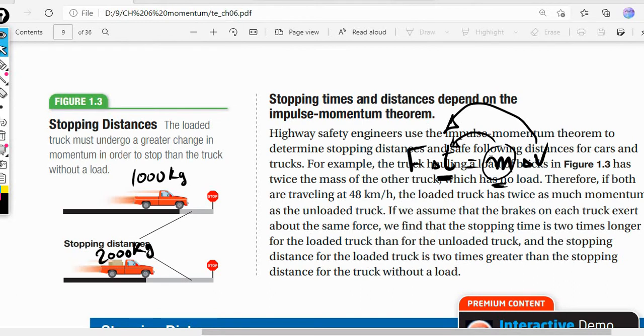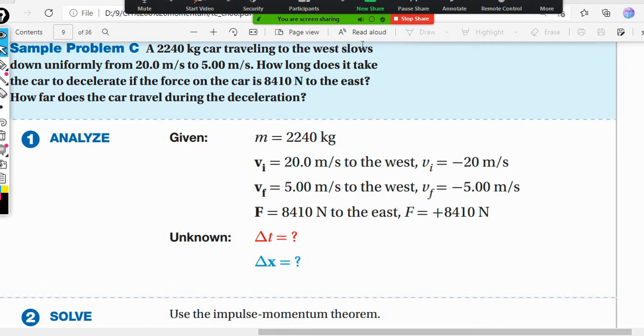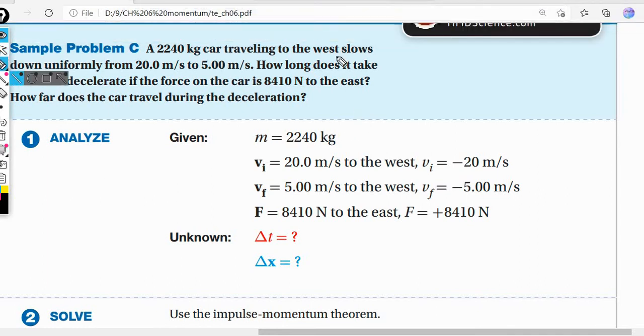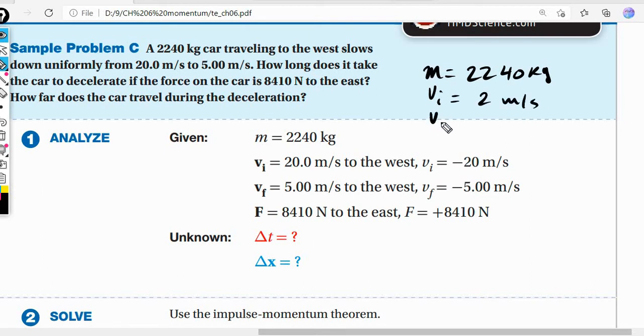So we see the relationship between velocity and time, and also between mass and time. Okay, a 2240 kilogram car traveling to the west slows down uniformly from 20 meters per second to 5 meters per second. Look here, guys: the mass equals 2240 kilogram, and the initial velocity Vi equals 20 meters per second, and the final velocity Vf equals 5 meters per second.